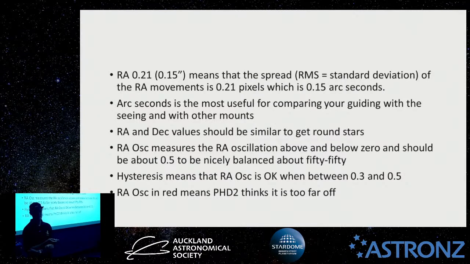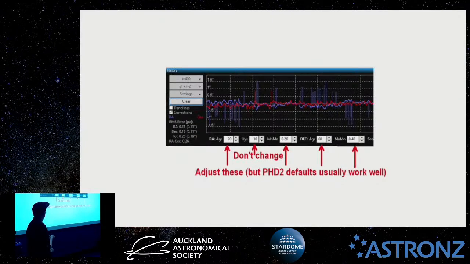Can you use the hysteresis then to adjust your RA oscillation? That is what you can do, but I suggest leaving it at 0.1 and never touching it. It shouldn't really be there. There's no need for it, because you can adjust the oscillation by adjusting the RA aggressiveness, so don't change the hysteresis. Leave it at 10.